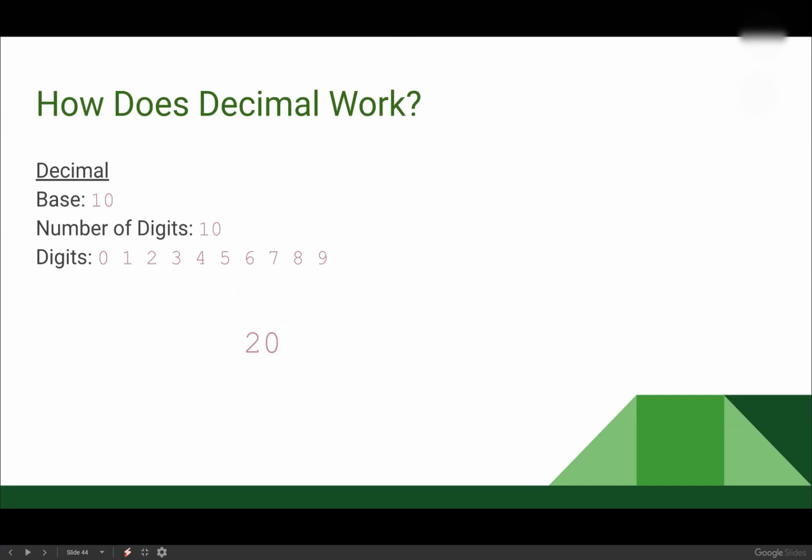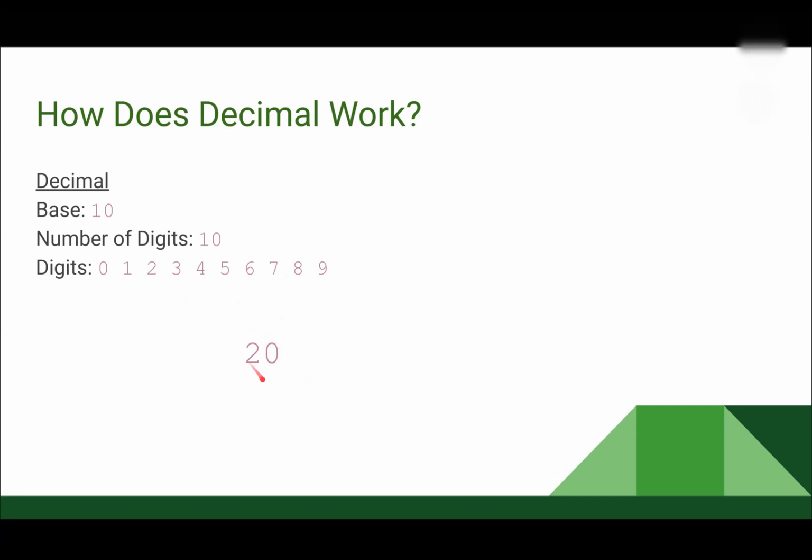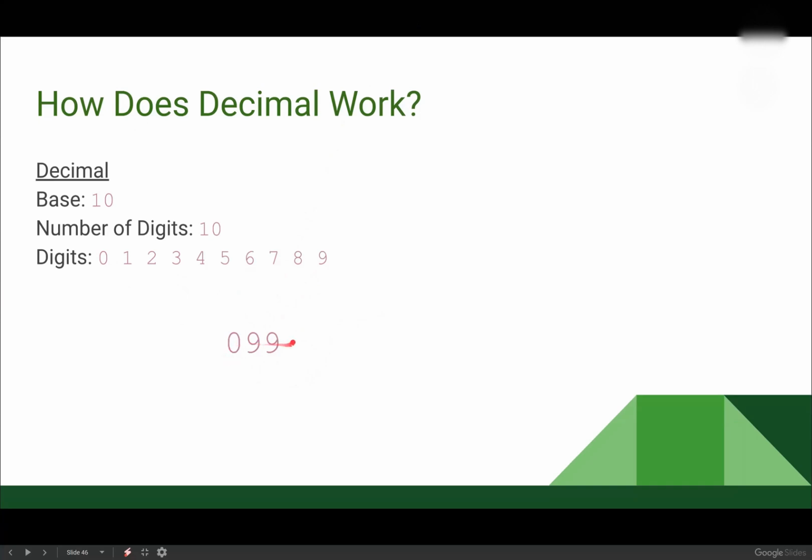So we can keep going until we hit 99, at which point we're going to add 1 to this 9. It's going to overflow to 0. Going to add 1 to this 9. It's going to overflow to 0. And we're going to add 1 to the 0 here, giving us 100.